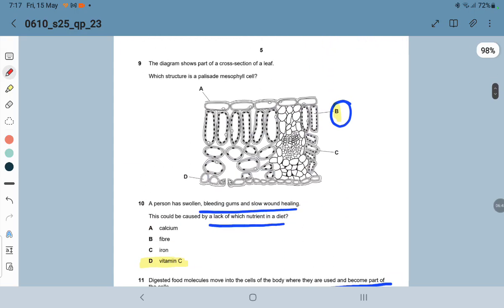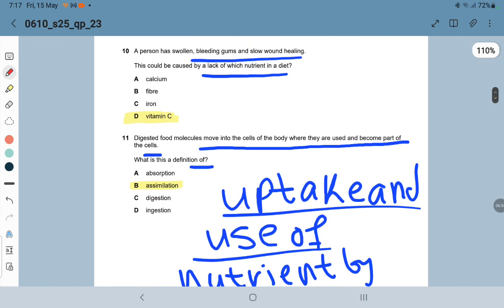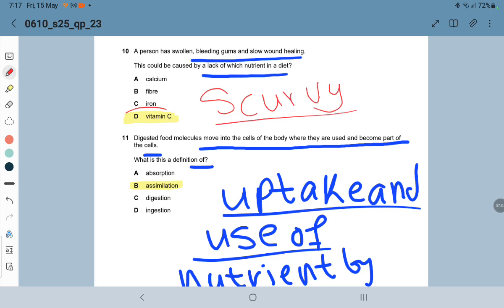If you have any questions, leave them in the comments section. It's saying here which structure is the palisade mesophyll cell. It's something mainly memorized, and it's letter B, not very hard. It's telling you here bleeding gums, slow wound healing, which is basically scurvy. So the lack of nutrient is vitamin C, so your answer here is D.